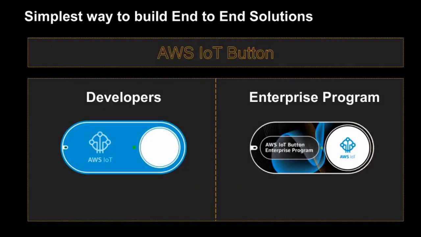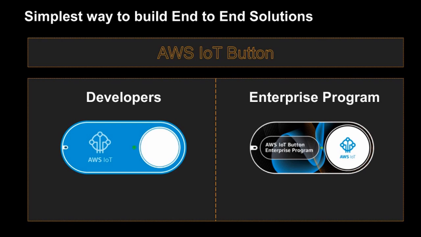So I mentioned there are two different types of buttons available today. We have the developer button. You can view this as an experience where you're able to purchase an individual button, connect it to your AWS accounts, and then publish and subscribe just by simple clicks of the button.